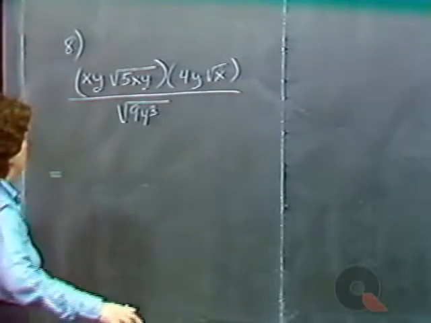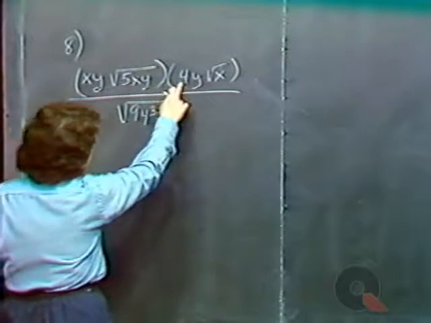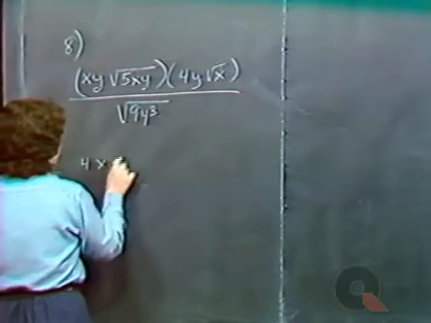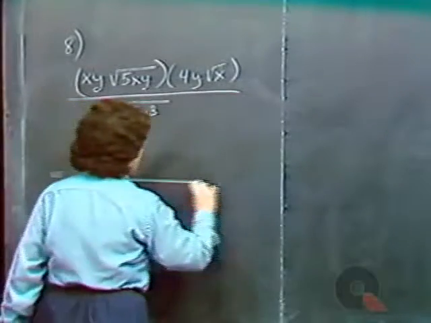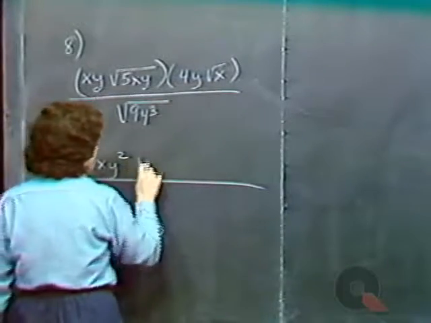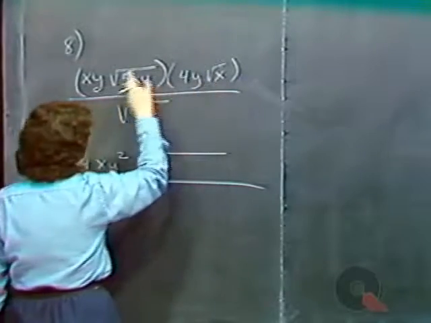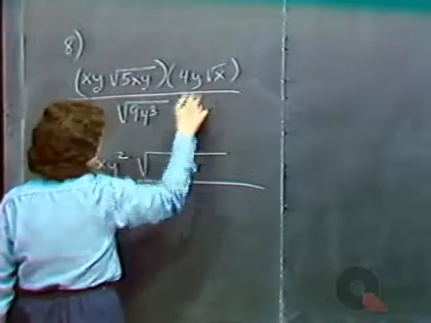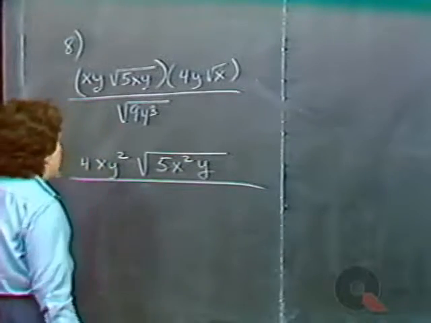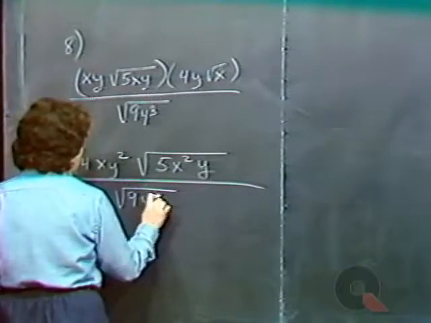Okay, first let's see what's going on here. Outside of the radical, we have x times y times 4 times y, or 4xy squared. The xy times the 4y gave us 4xy squared. The square root of 5xy, the square root of x. If you multiply the square root of 5xy times the square root of x, you get the square root of 5x squared y over the square root of 9y cubed.